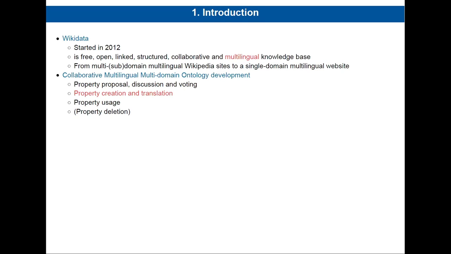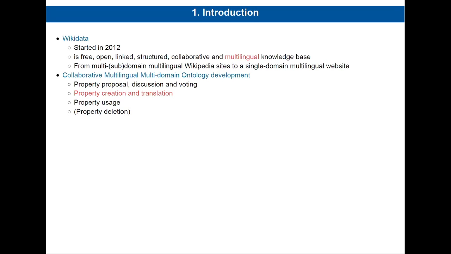Because there is a big change from the traditional way of how we used to edit on the Wikipedia side. There were multiple subdomains, and now you have a single domain on Wikidata where multilingual contributors come and write or create articles. So this is collaborative. There has been work to say what exactly is collaborative and why it is collaborative. I have given references for these works.